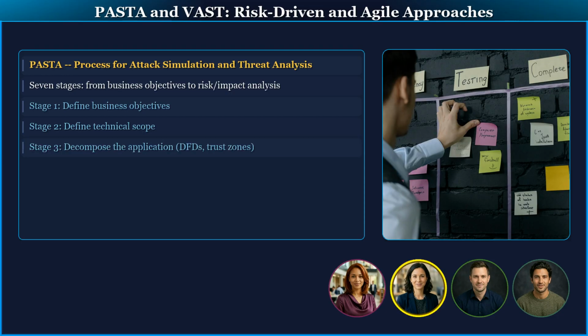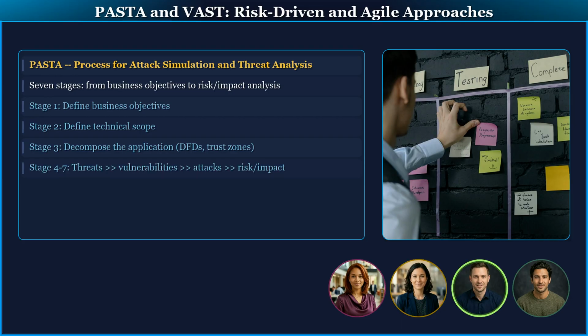Liam nailed it. The decomposition step is where theory becomes rigor. Stages 4 through 7 layer in the attack simulation. You identify threat agents, map them to vulnerabilities, simulate attack scenarios, and score residual risk and business impact. The output is a prioritized risk register, not just a list of threats.